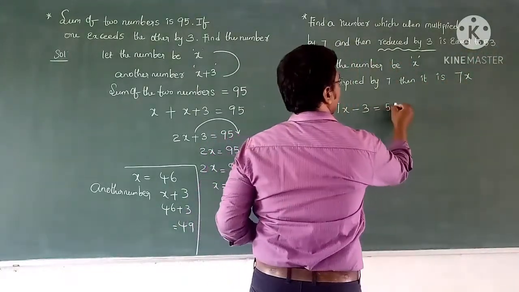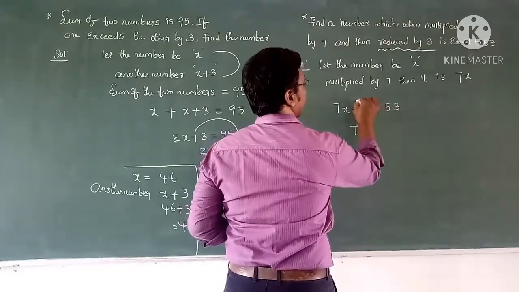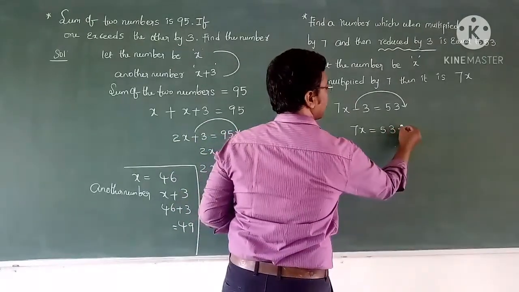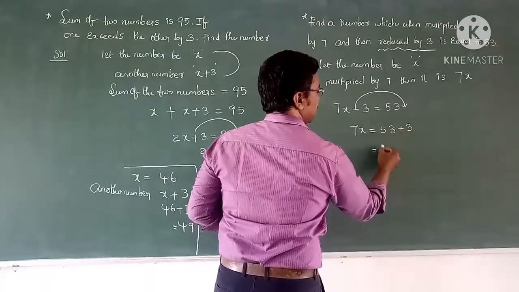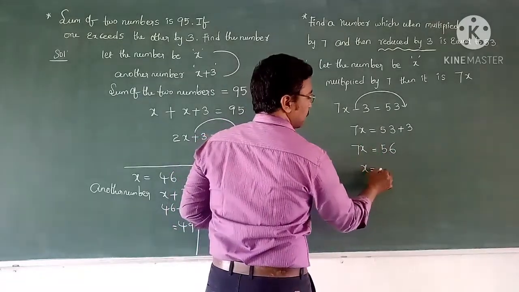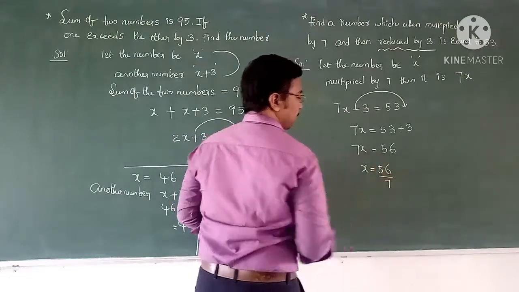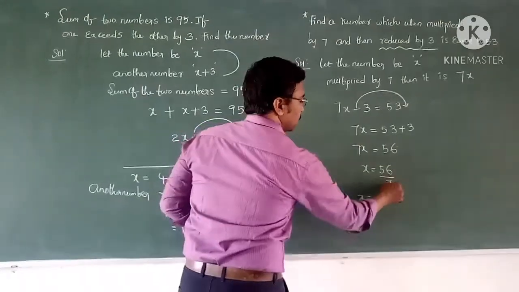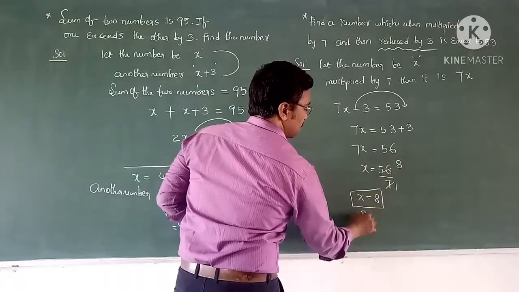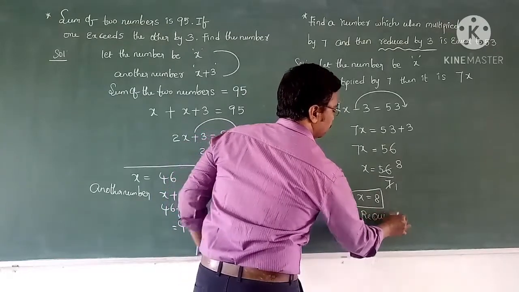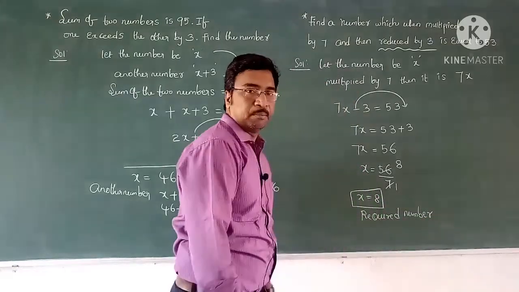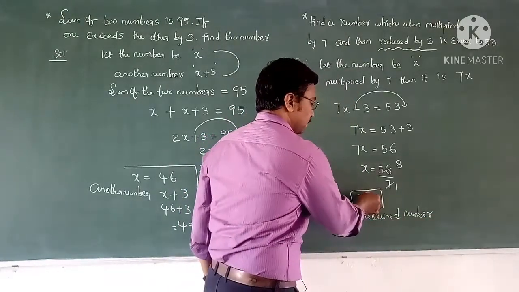53. So 7x, I am transposing this minus 3 to this side. What happens? 53 plus 3, 56. 7x is equal to 56. Then x is equal to 56 by 7. So x is equal to 8. So this is the required number. X is equal to 8.